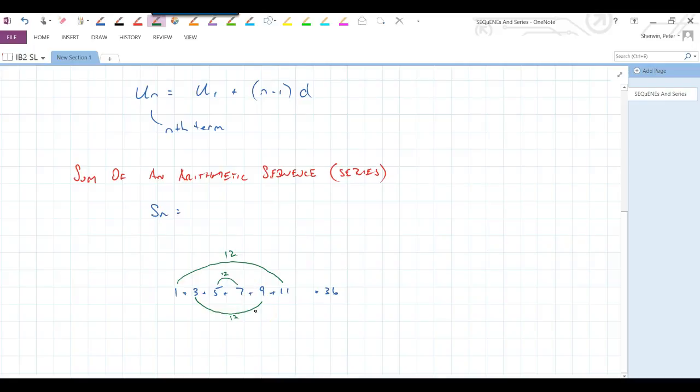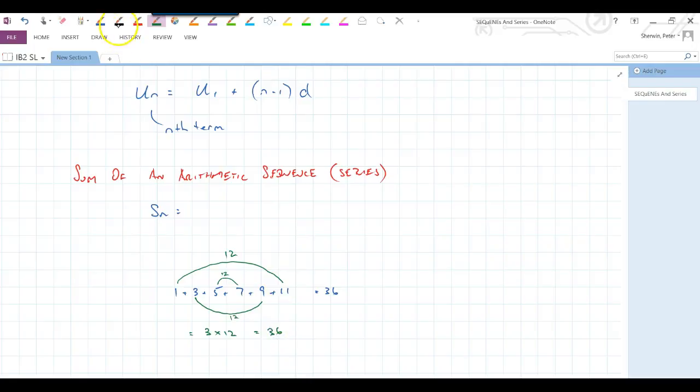So this is a great little pattern, isn't it? And all we need to do is work out, well, we've got 6 terms, so there's 3 pairs of 12. So all I need to do here is work out how many pairs I've got, multiply by one of those pairs, because they're all going to be the same, 3 12s of 36.